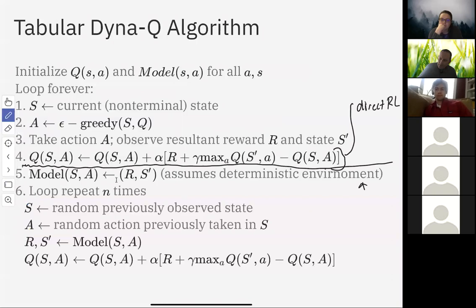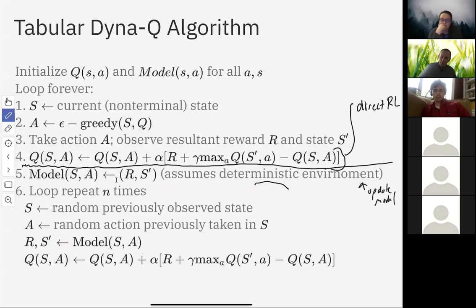This updates the model. So if we have a deterministic environment, we're basically, again, filling in our matrix that we saw before of our state-action pair. And we're filling in what our new reward and state are. And then this is where we're doing planning.